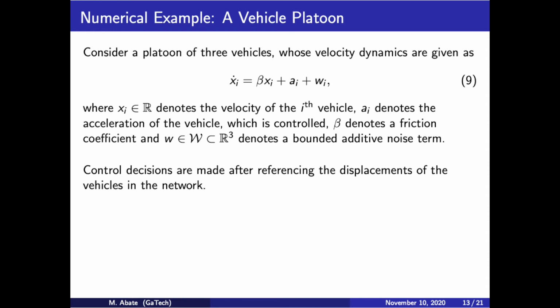In this example, we're considering a vehicle platoon of 3 vehicles, and the velocity dynamics of each vehicle is given by equation 9, where xi denotes the velocity of the ith vehicle, ai denotes the acceleration of the vehicle, which is our control input, and where beta denotes a friction coefficient. So control decisions for this vehicle network are made after referencing the available displacements of the vehicles in the network.